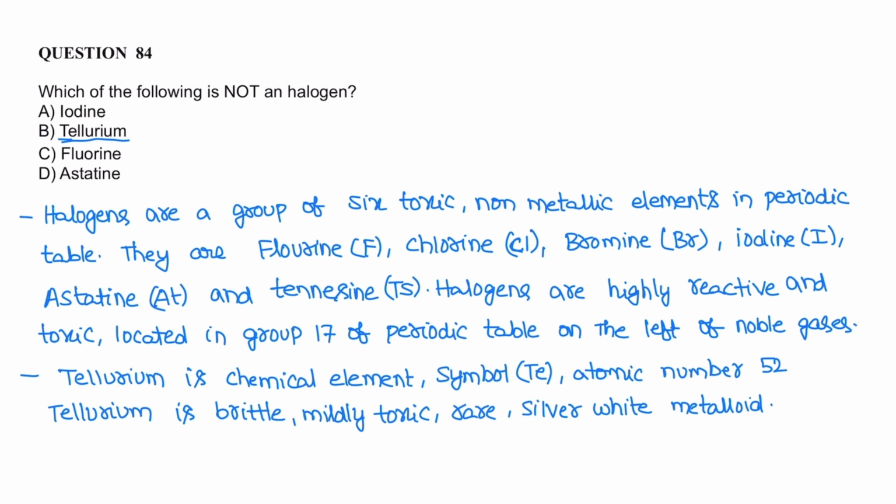Tellurium is a chemical element, symbol Te, atomic number 52. It is a brittle, mildly toxic, rare, silver-white metalloid.